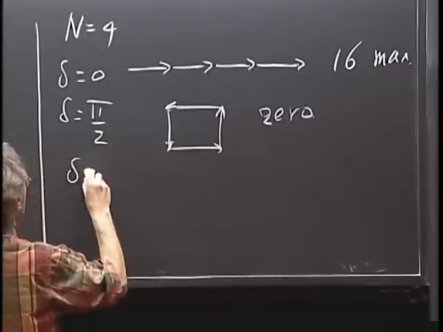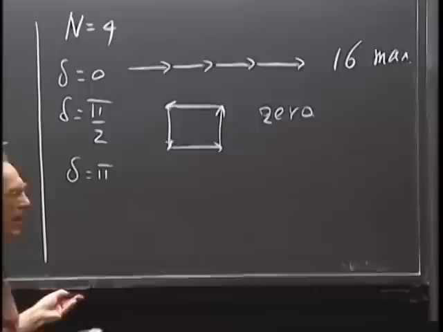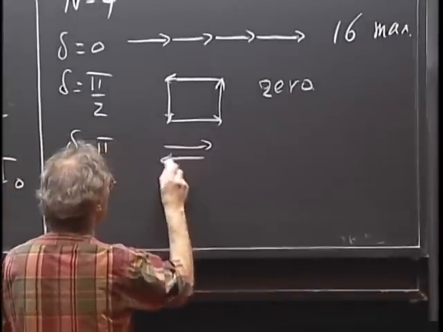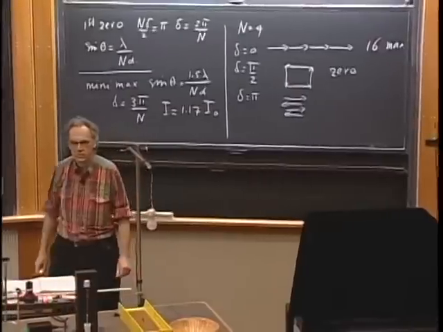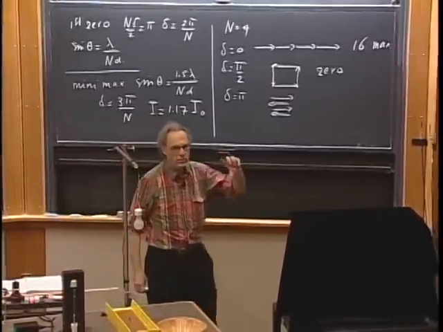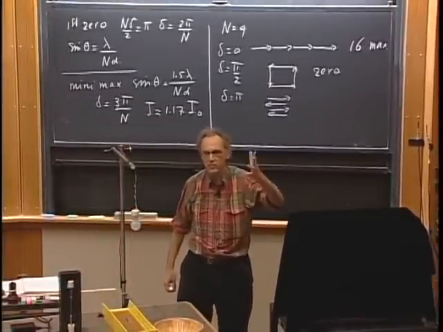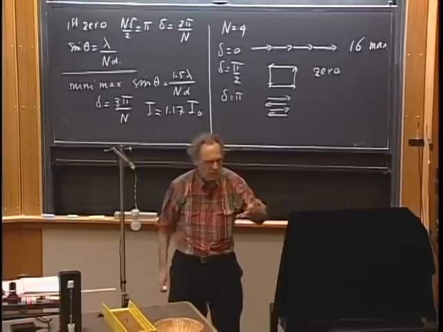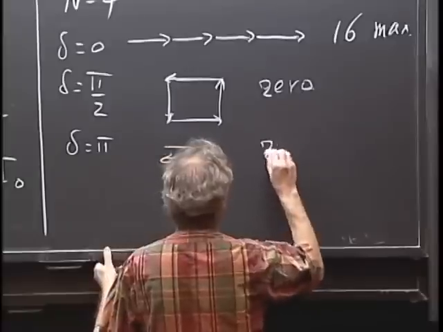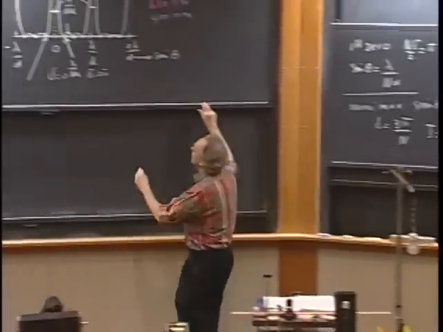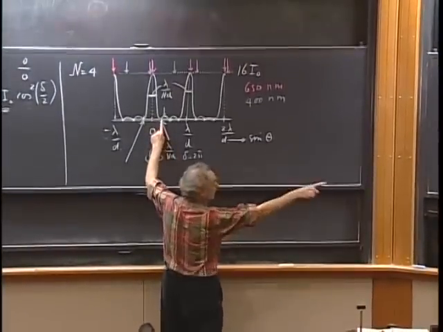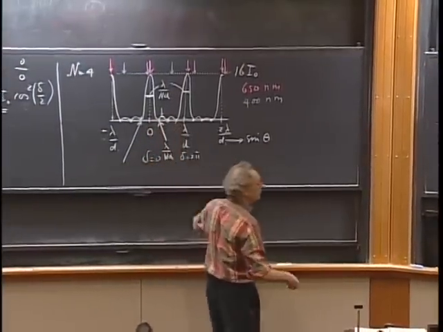Now I go delta equals pi. I know what pi is. 1, 2, 3, 4. What do I end up with? I add four vectors, 180 degrees, flip, flip, flip, flip. What is the net result? Zero. So it's dark. Here, this one is this one. And the second one is this one.